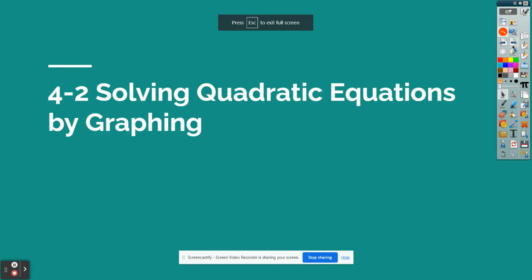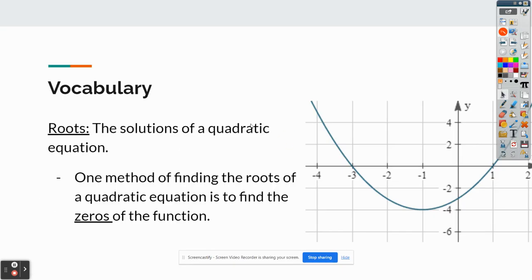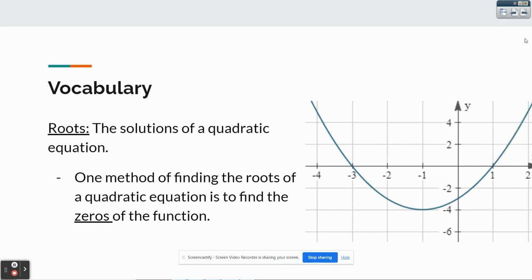This is solving quadratic equations by factoring. So we're going to be solving them now. And to solve them, we are going to find something called a root. And a root is just simply another way to say the solution of a quadratic equation. All right. And one method of finding the roots is to find the zeros of the function.